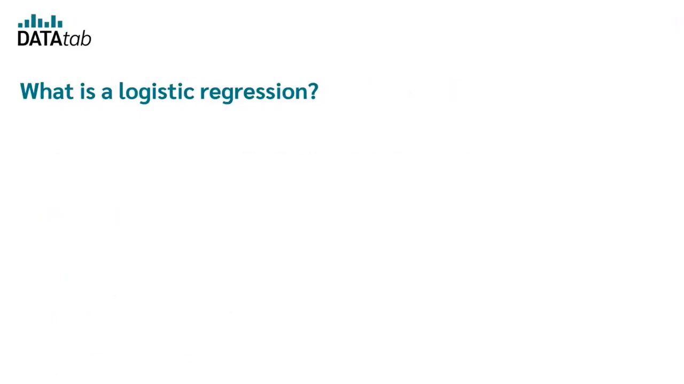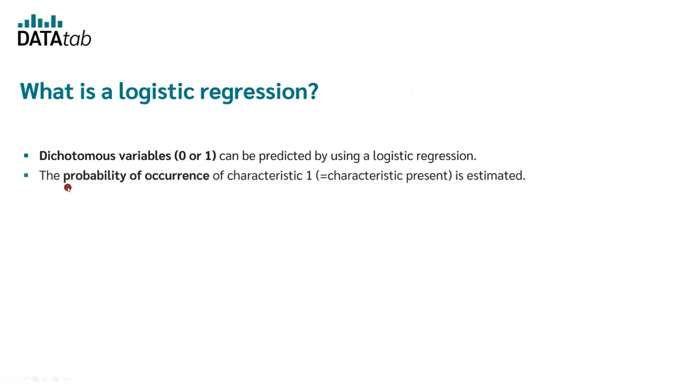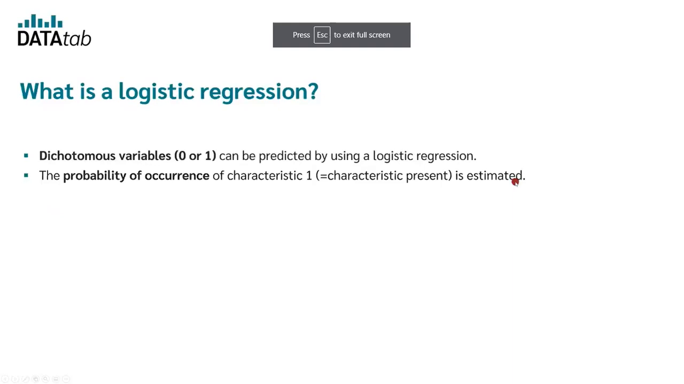What is logistic regression now? In the basic form of logistic regression, dichotomous variables, that is, variables with the characteristics 0 and 1, or yes or no, can be predicted. For this purpose, the probability of occurrence of characteristic 1, which is characteristic present, is estimated.